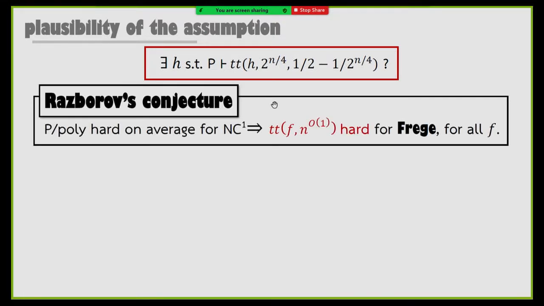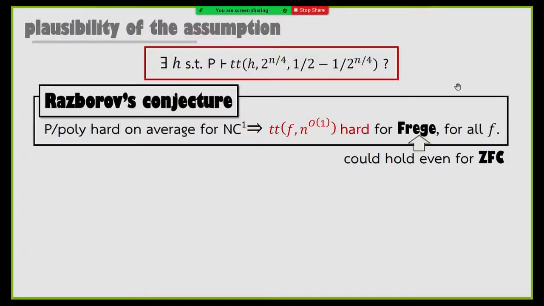There is actually a conjecture of Razborov which implies that under standard complexity theoretic hardness assumptions, propositional formulas encoding truth table tautologies of size poly(n) are hard for Frege system for all functions f. And it is possible to consider extensions of this conjecture to stronger systems such as ZFC. So if such strengthenings of Razborov's conjecture hold, then the main assumption of our theorem fails. But actually, we do not know how to prove Razborov's conjecture under any standard or plausible complexity theoretic hardness assumption.